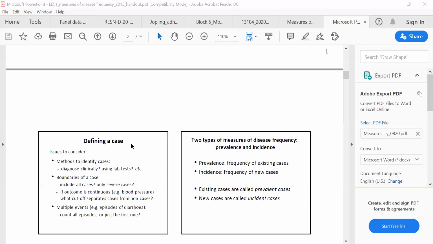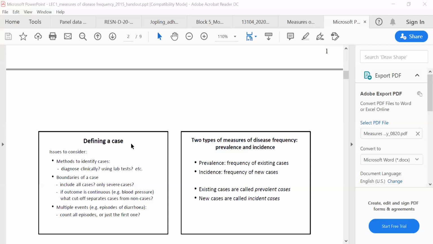For your measures of frequency, it is very, very important to have a very clear definition, because if you don't, you will end up underestimating or overestimating, and in some cases you include wrong cases. So this is very important.